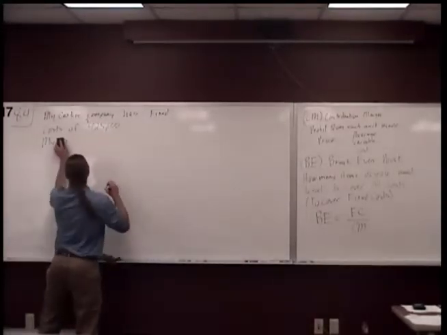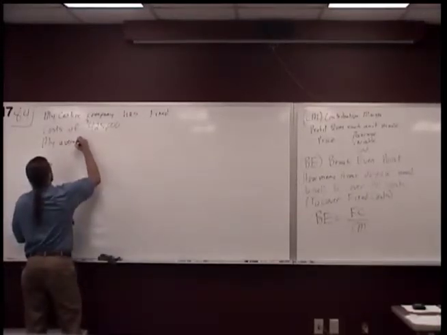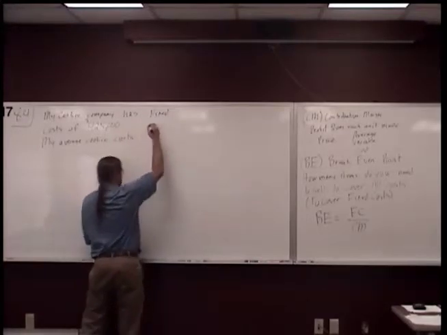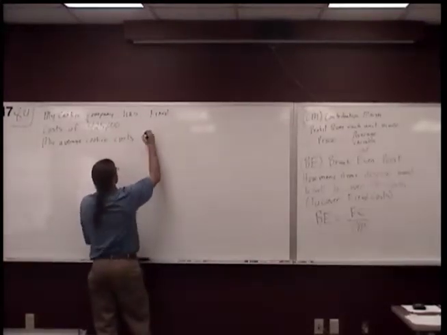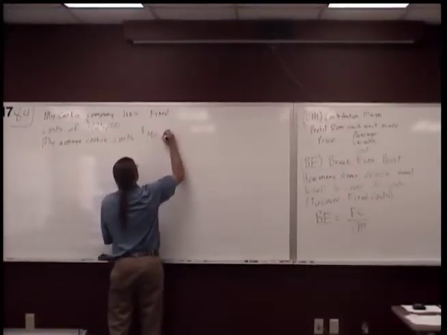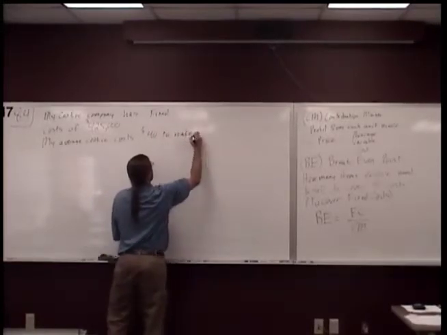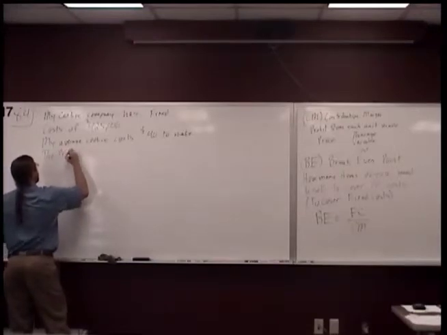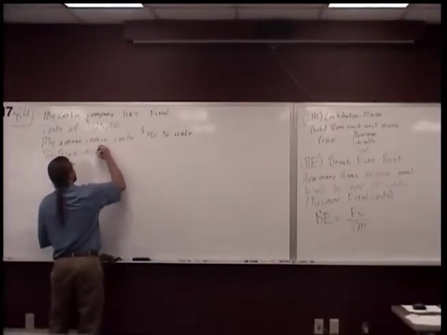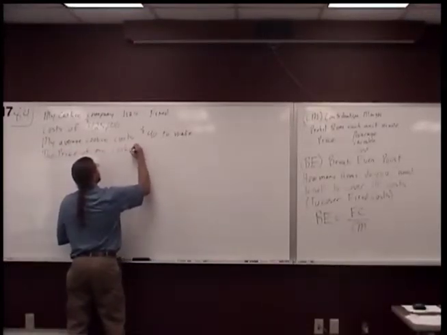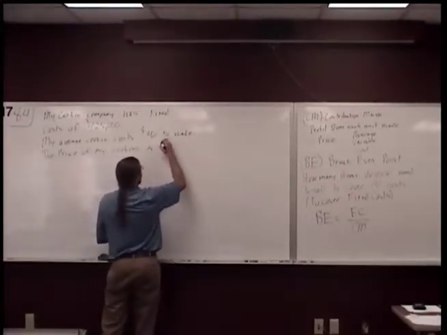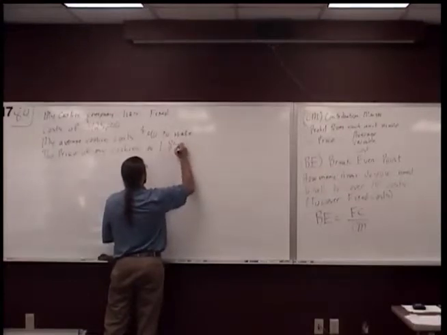My average cookie costs, let's say, 40 cents to make. The price of my cookies is, let's say I sell them for $1.85.